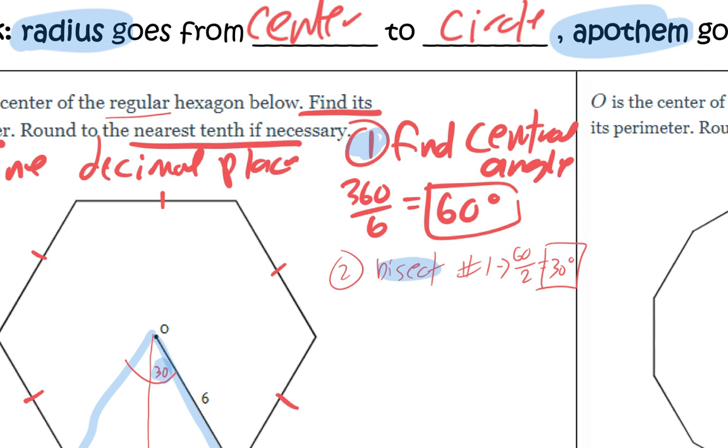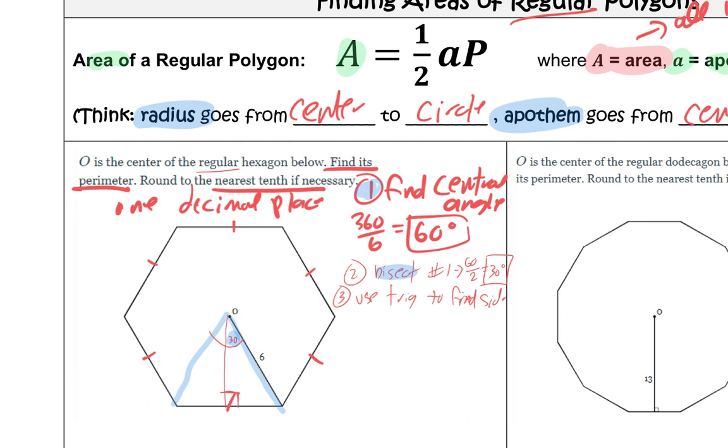Once we bisect it, now we're getting into the higher level stuff. We're going to use trig to find the side. Here's what we're thinking. If we can figure out how much this is, then I can multiply this times 2 to find this side. Then I can take that, multiply it times 6 sides, and that will give me my perimeter. So we need to find this side, then multiply it times 2, then multiply it times all my sides to find my perimeter. So let's use trig to find that.